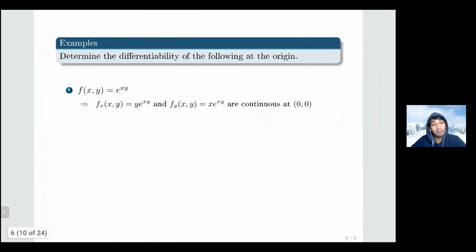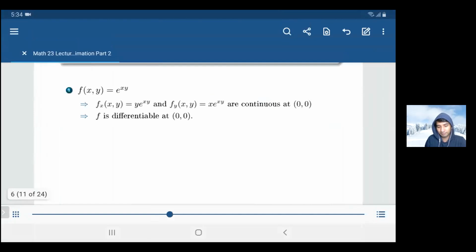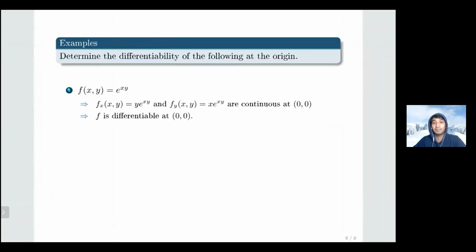So pag kinompute niyo fx and fy, ito yung mga makukuha niyong function. So y e to the xy and x e to the xy. And obviously, they are continuous at the point 0, 0. Right? Actually, they are continuous everywhere. So dahil continuous siya sa origin, differentiable na siya sa origin by the theorem.